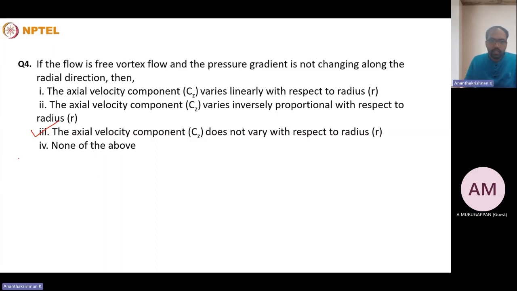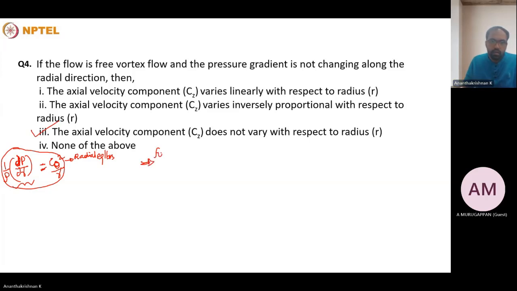In the case of the first question, we have written the equation 1 by rho times dou p by dou r is equal to c theta squared divided by r. This is the general equation for the radial equilibrium, where the pressure gradient force will be balancing the centrifugal force term that takes into account only the tangential velocity component of the actual velocity.